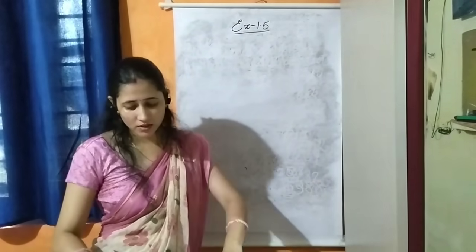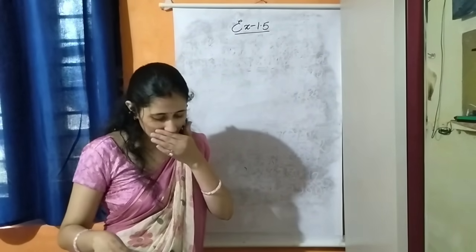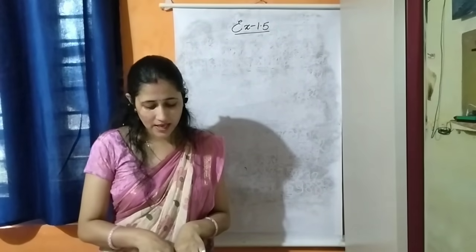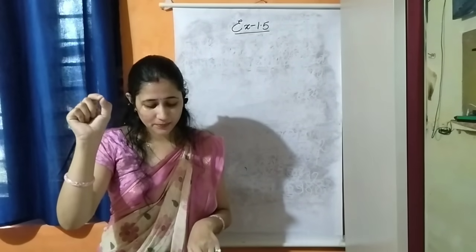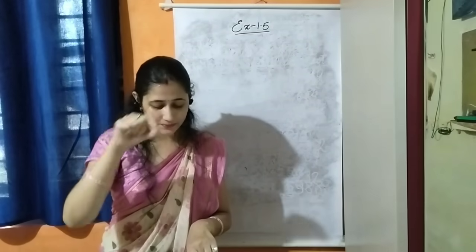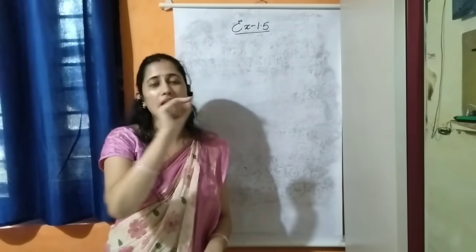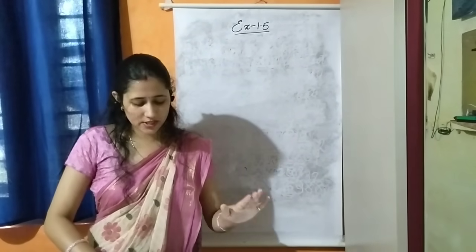Now here please pick your pencils, and what you have to do: encircle the even numbers and underline the odd numbers with your pencils. If you find an even number, you have to encircle it. Okay, and if you find an odd number, you have to underline it. Okay students, so this you have to do yourself only.